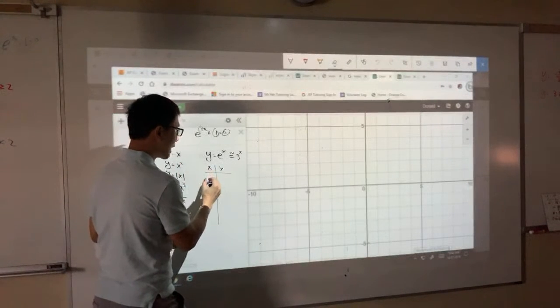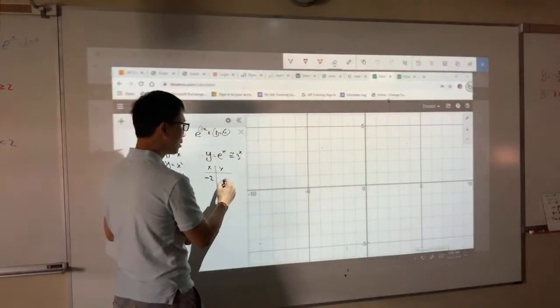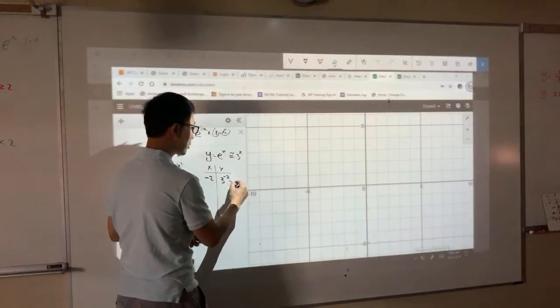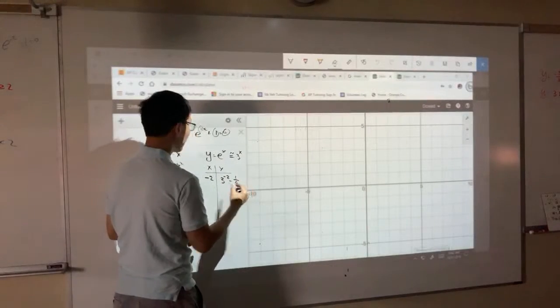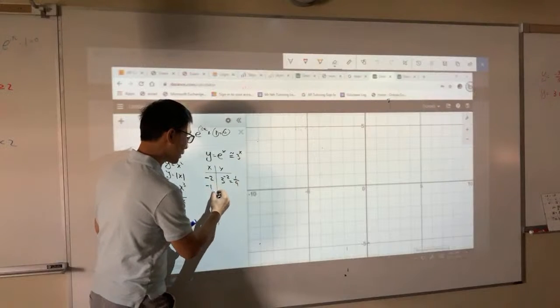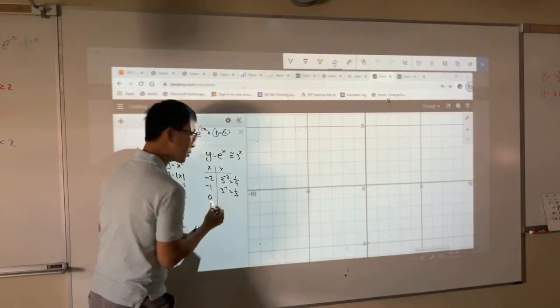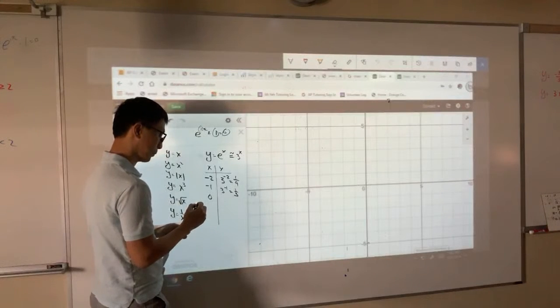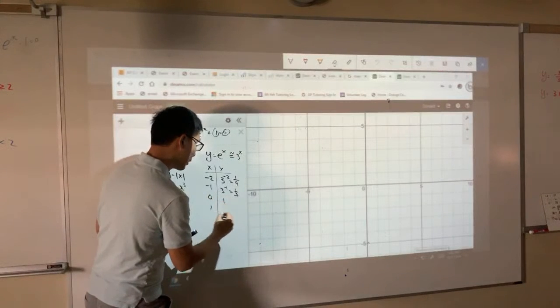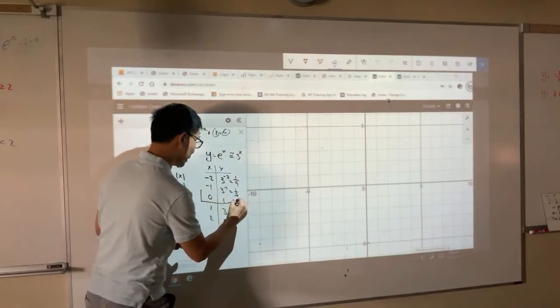So I'm gonna plug in -2. I'm gonna get 3 to the -2, which is what? 1 over 9, right? And then you plug in -1, so it's 3 to the -1, which is 1 over 3. 0 is what? 1. And 1 is going to be 3, and 2 is going to be 9. So this is a point that I want you to know.